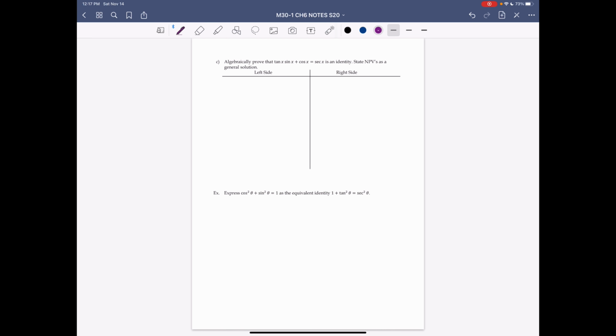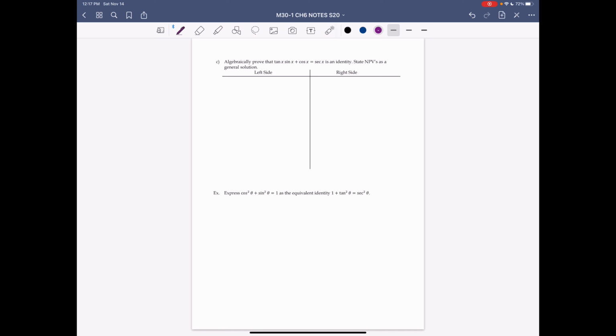Algebraically prove that tan x sine x plus cos x equals secant x is an identity. State NPVs as a general solution. This is the same question as the last one, but in that one we were just verifying it for a specific value of x.